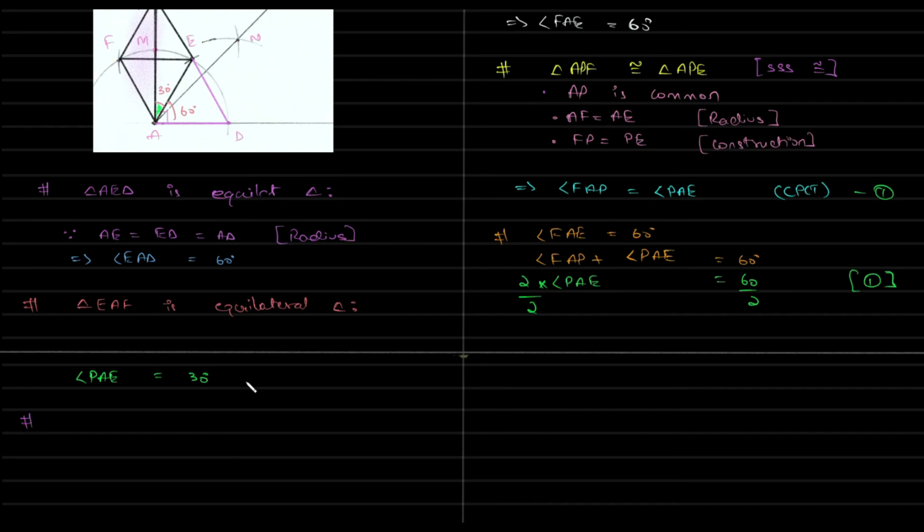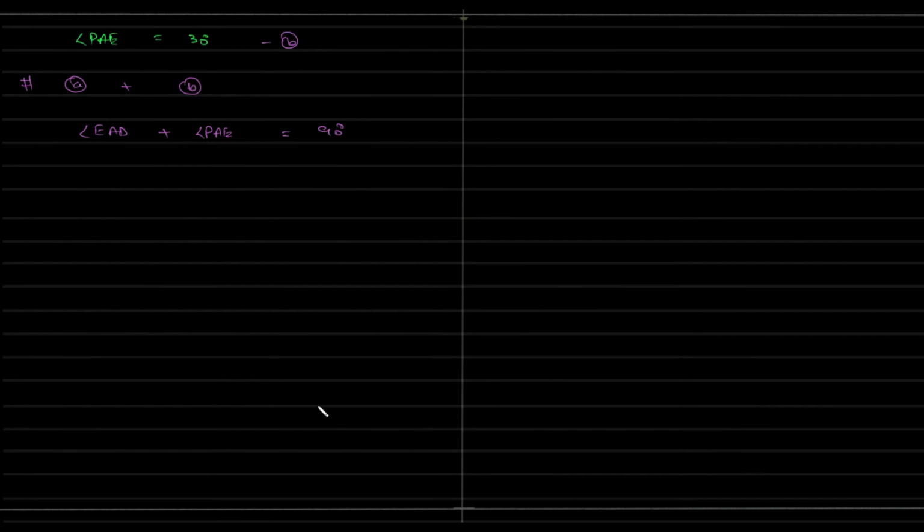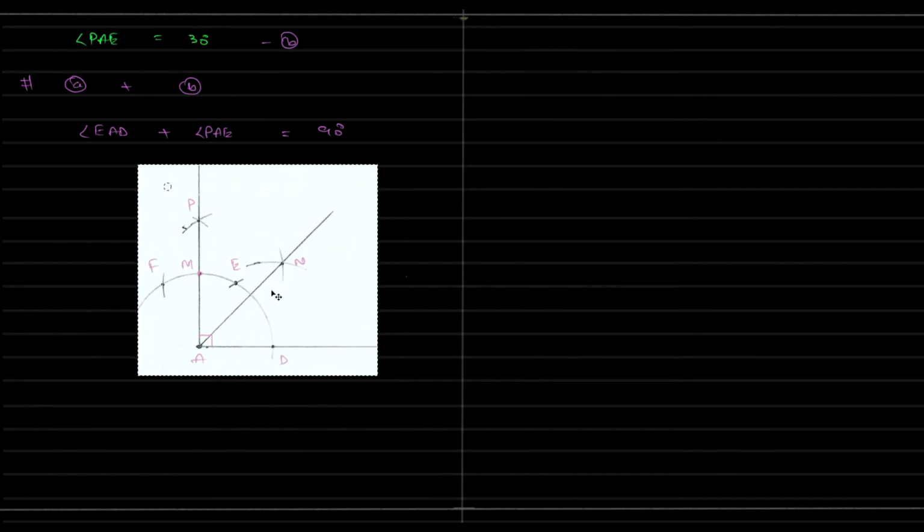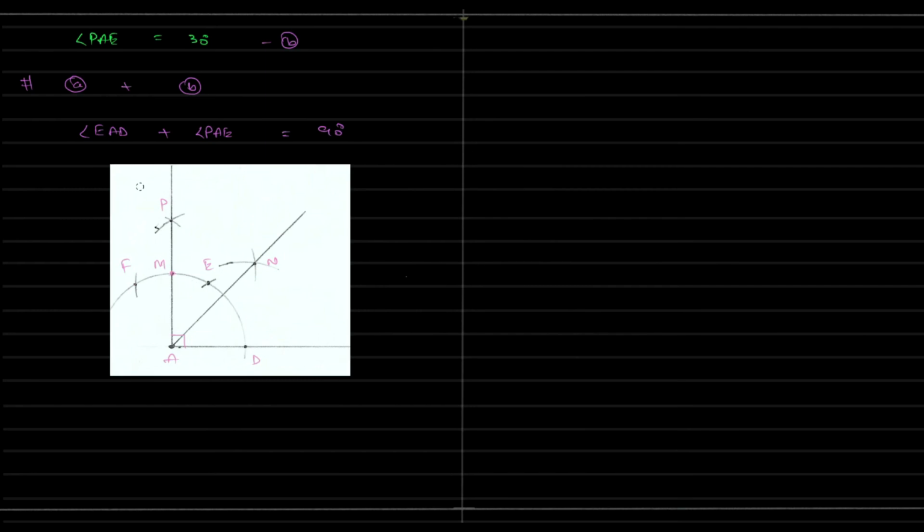And from A and B, by adding A plus B, we have angle EAD plus angle PAE, which is equal to 90 degrees, and thus we proved it to be 90. With a lot of writing, we ended up with this answer. And now coming back to this diagram, same diagram, just that it is too congested, so I'm taking up one more.